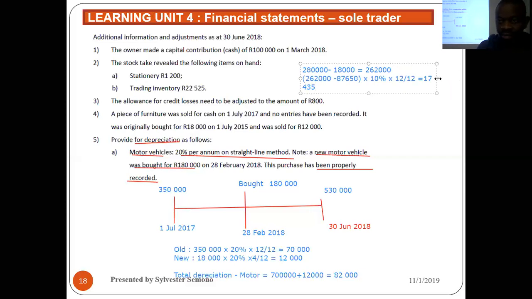depreciation but for the furniture. So this is what we're going to record on the general journal. So we've got depreciation for furniture, we've got depreciation for what? For motor vehicle. Okay.